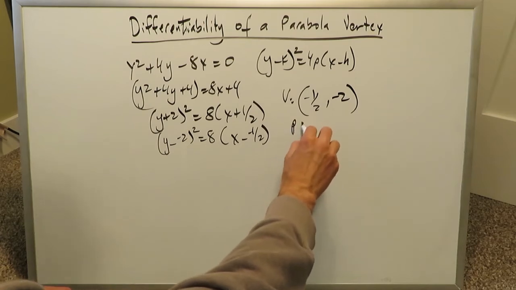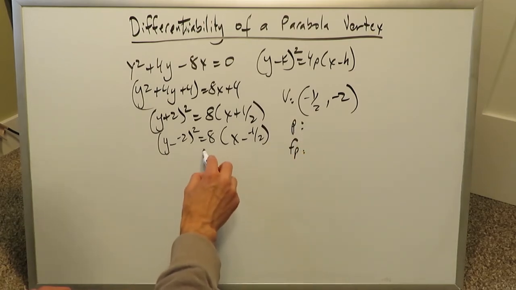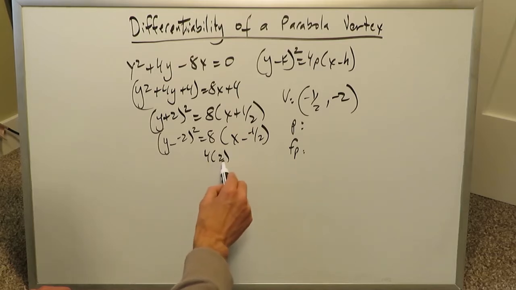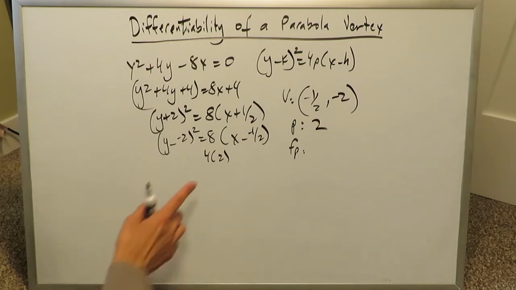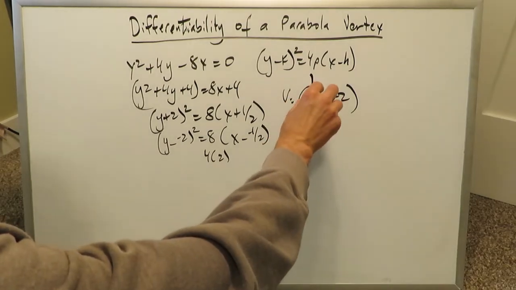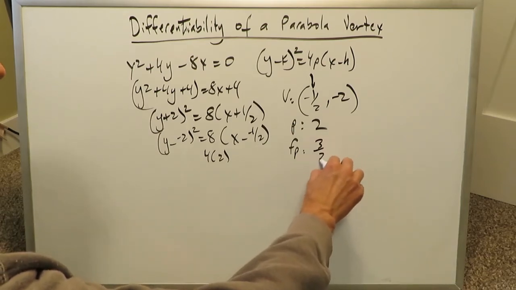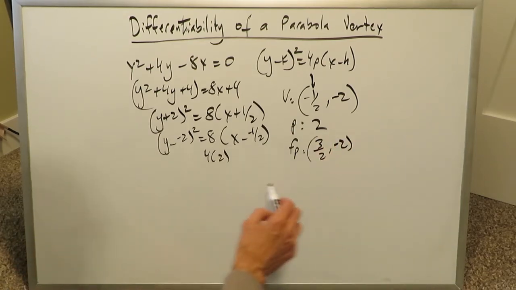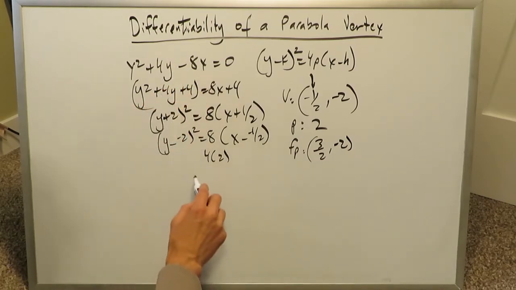It's good to determine a p-value and a focal point, so why not? When you're looking at this 8, it's really a 4 times 2. So that tells you your p-value is a 2. You're looking at a right-facing parabola with a focal point which will be 2 units away from the vertex. The x value of the vertex shifted 2 units will be the focal point, and that makes it 3 over 2, comma, minus 2.